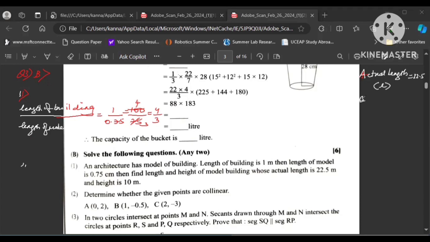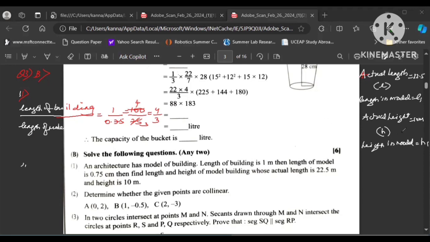So let the length in the model be L1, children. I want to find L1. The actual height of the building, H, is how much, children? They're giving 10 meters. And the height in the model, I'll take it as H1, children.